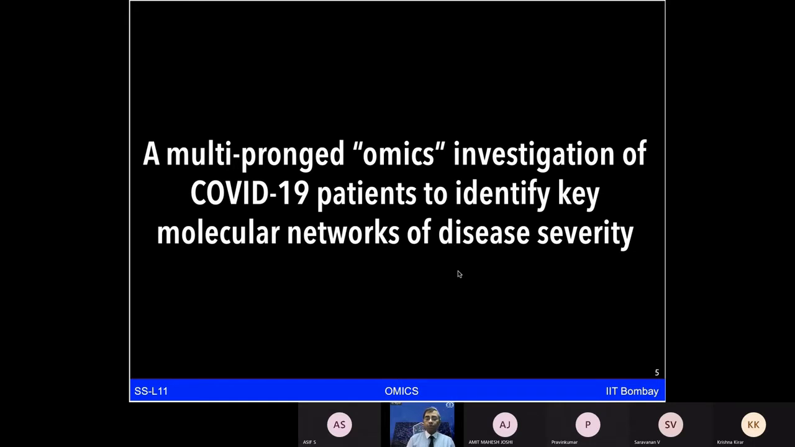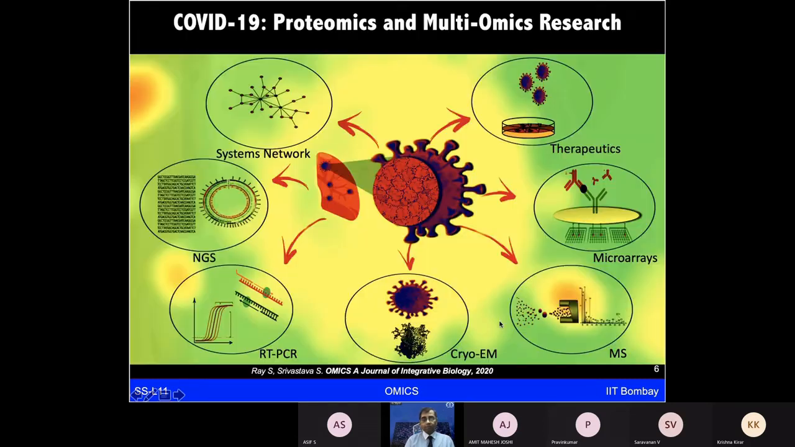So we are going to talk to you about a multi-pronged omics investigation of COVID-19 patients to identify the key molecular networks of disease severity. Again, the technologies which we are going to use are essentially proteomics and also sometimes metabolomics. Just giving you the broad overview of COVID, I'm not going to talk any more.